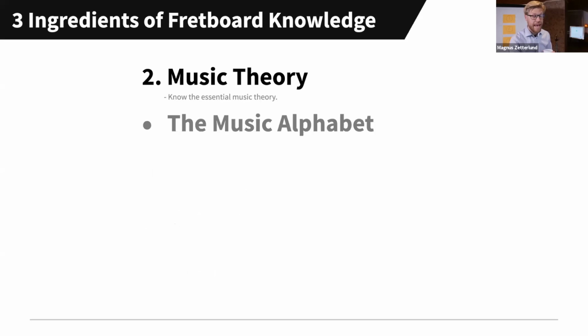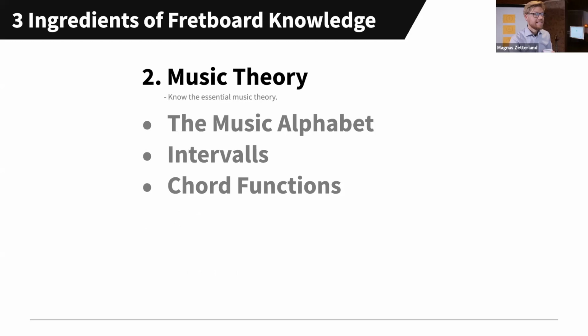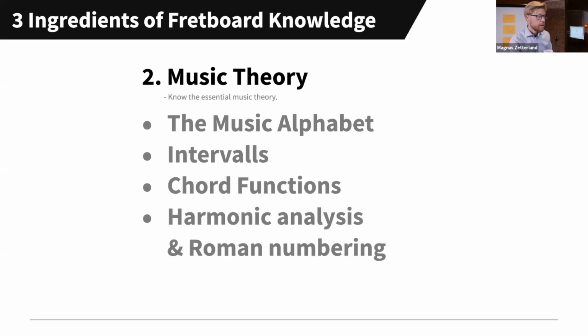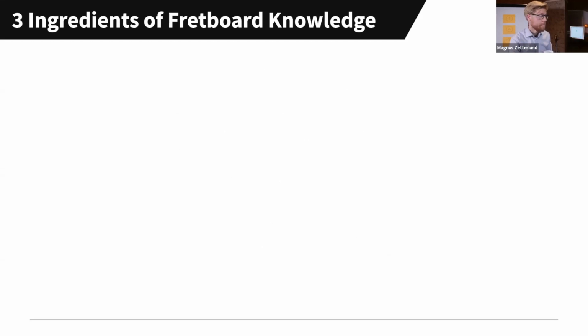And for music theory, the essential things that I think any intermediate and advanced player should know is the music alphabet. It's the intervals. It's chord functions. It's harmonic analysis and Roman numbering. If you don't know what this is, that's actually 3 of the things that I'm going to show you just in a minute. And also transposing is an essential skill for any advanced or intermediate player.